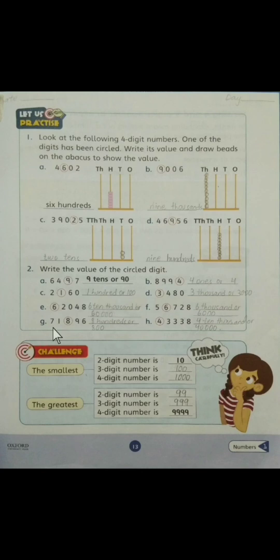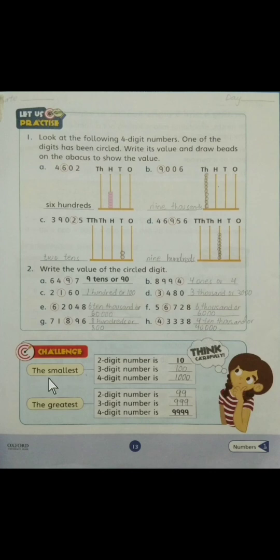Look at G. 71896. We named this number like 71,896. So the place value of this circle digit 8 is 800, or we write it like 800. Look at H. Here we have number 43338. The place value of this 4 is 40,000.